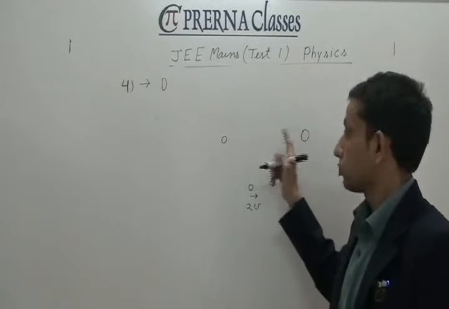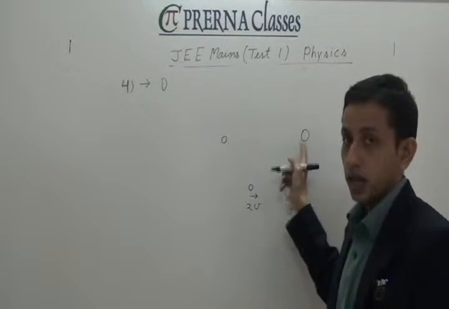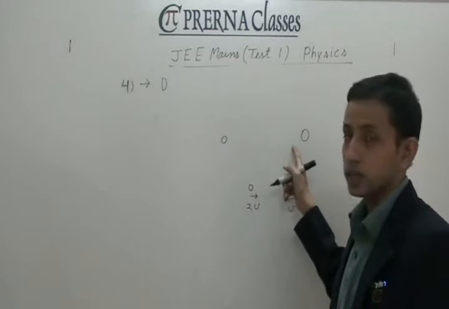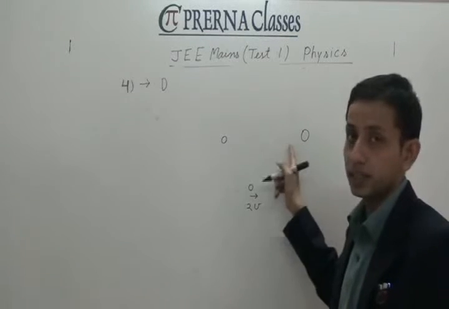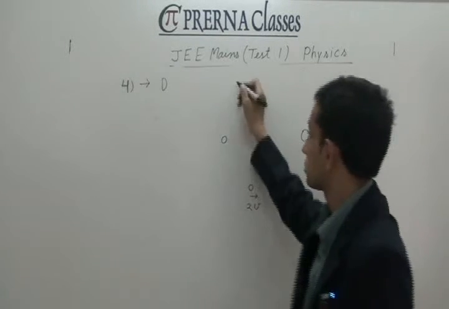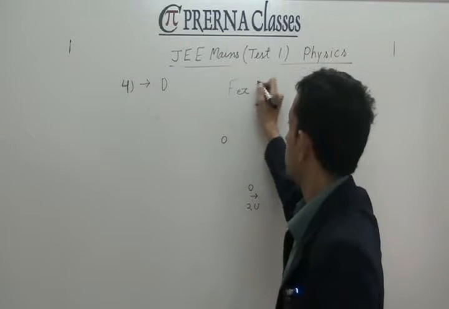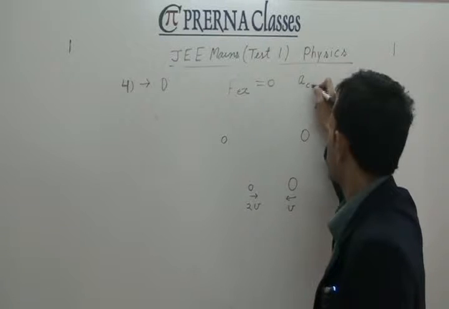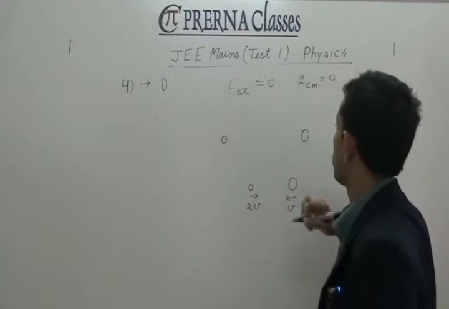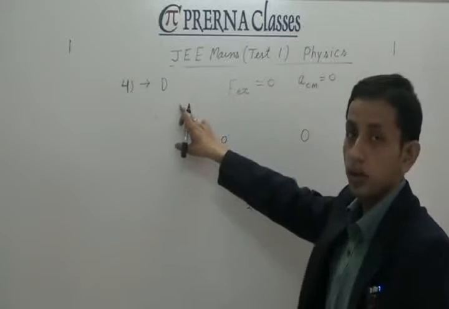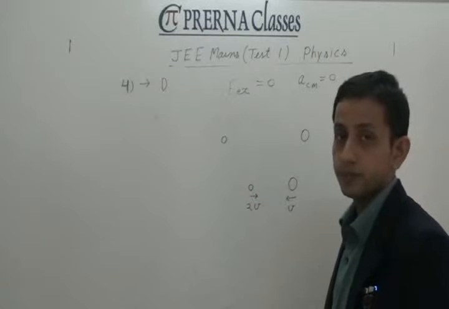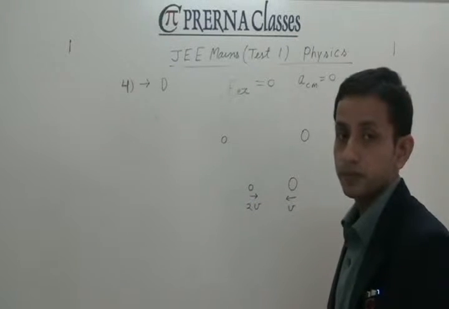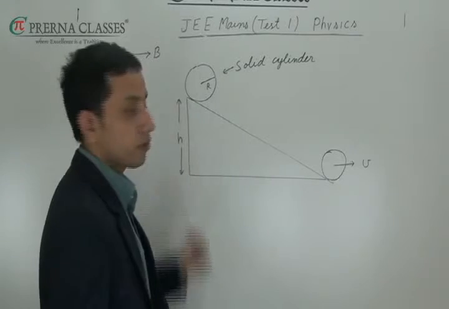Since these two objects were initially at rest and there is no external force, the force is only mutual attraction. Since there is no external force, we can write F external equal to 0, and hence we can write acceleration of center of mass will be 0, and so the answer will be option D. Come to question number 5.